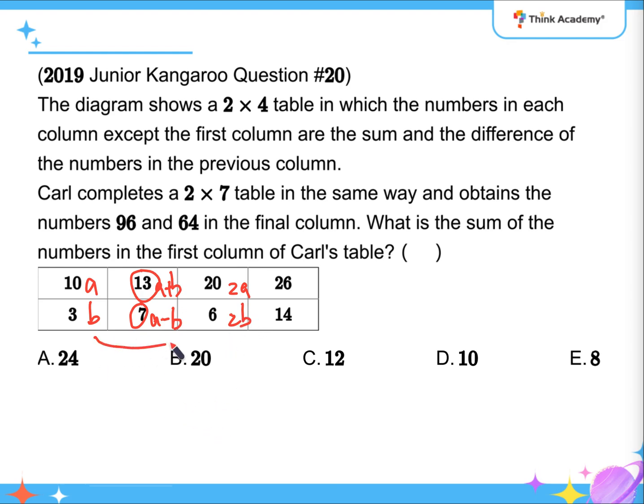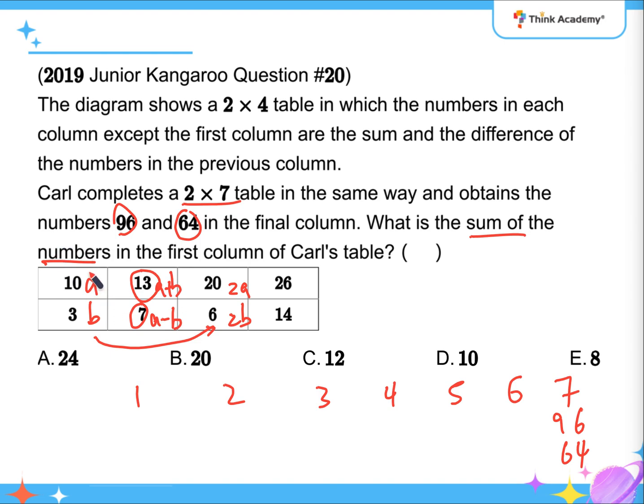So what you can see is that for every skipping column, the two numbers are going to double themselves. So we can use that finding in a 2x7 table in the same way and obtain the numbers 96, 64 in the final column. So if I have columns 1, 2, 3, 4, 5, 6, 7, and the last column is 96, 64, what are we looking for? We are looking for the sum of the numbers in the first column.